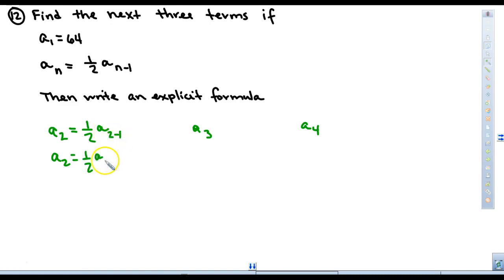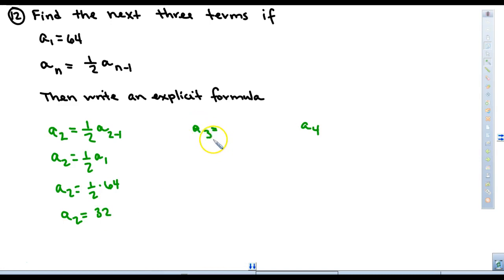So that's half of a sub 1. And a sub 1 is 64. So that means a sub 2 is 32. So with this recursive formula, the only way I can get my second term is if I know my first one. And again, here, the only way I can get my third term is if I know my second one.